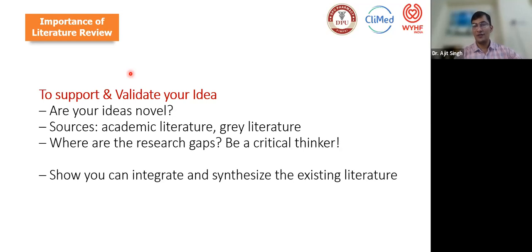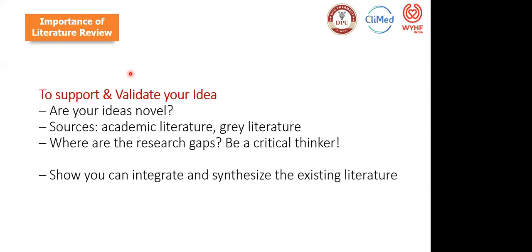There are multiple sources of literature: academic literature, gray literature, reports, review papers, original papers. If you want to search the literature, there is Google Scholar, Sci-Hub. Sci-Hub is illegal, guys. There is PubMed, Scopus, Web of Science, CINAHL, and the Cochrane Library. There are multiple resources, multiple databases to search the literature.